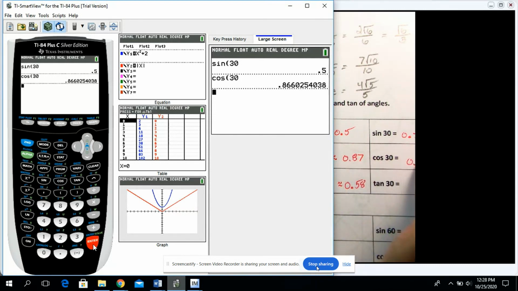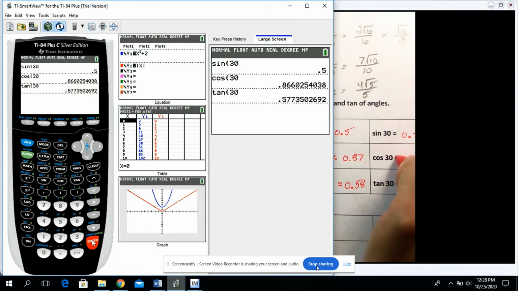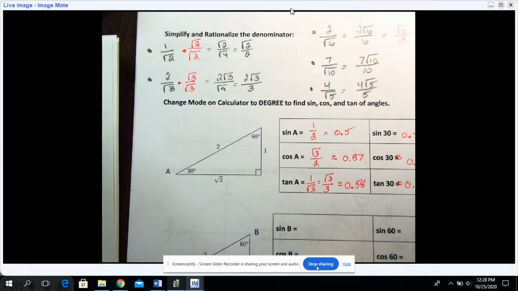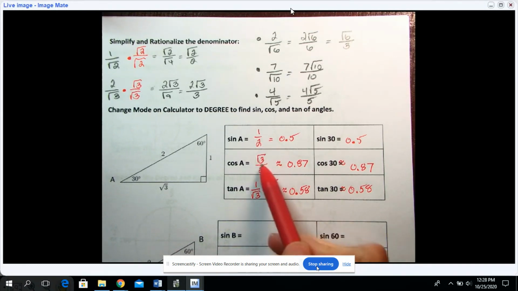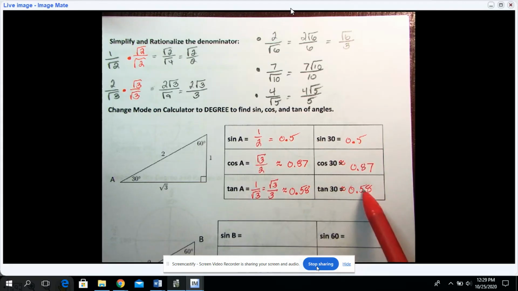So 0.87, and then the tangent of 30 degrees is approximately 0.58. These are approximates. All right, so you can do that with your graphing calculator on your Chromebooks. Okay, so what I want you to see here is these are the exact values, and these are the rounded values. So I wanted you to see that they are the same.